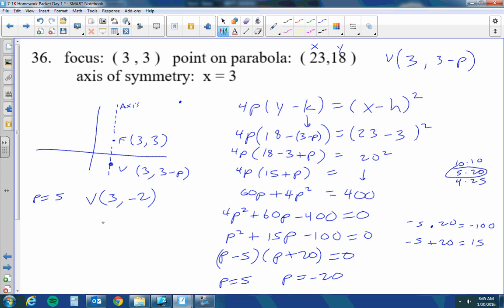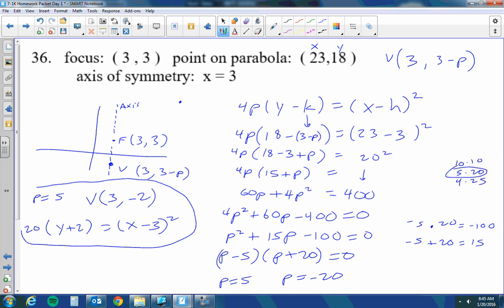So let's write that equation. And I already have my form here. 4p is 20, right? And then I do y minus negative 2, y plus 2 equals x minus 3 squared. There, that's one possibility. If I do that parabola, which way would it open? Up, okay? And so that would be the one that you kind of normally think of, but it is not the only possibility.